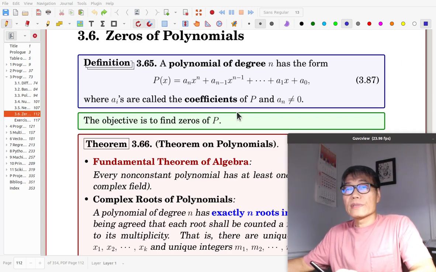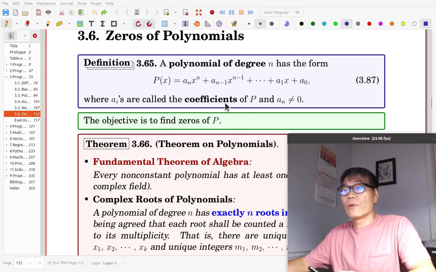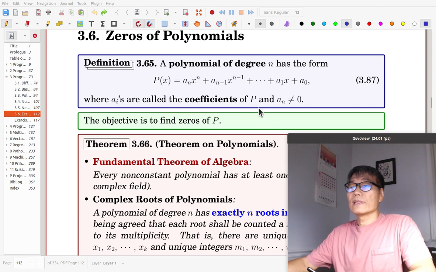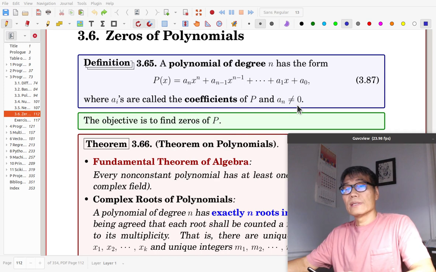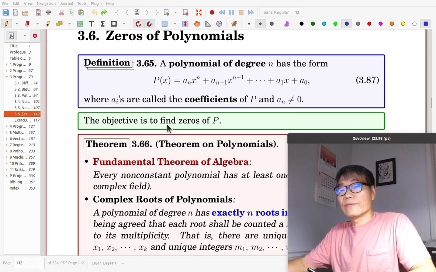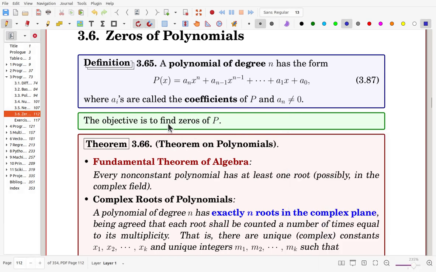Section 3.6, Zeros of Polynomials. A polynomial of degree n has the form as in this equation. Here the a_i's are called the coefficients of the polynomial p, and a_n, the leading coefficient, is non-zero. In this section, the objective is to find the zeros of the polynomial p.